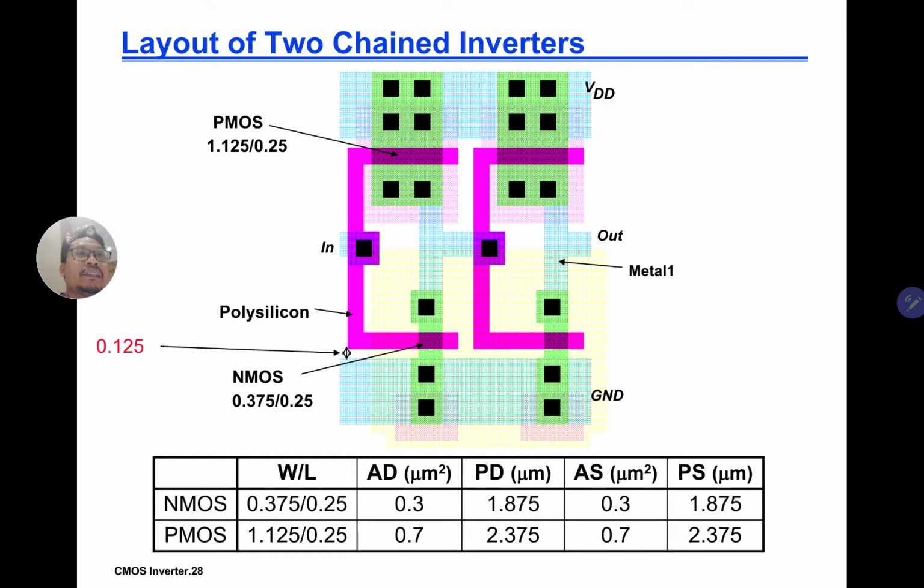Okay, so we have the physical layout of two chained inverters. So M1, M2 is here. So here is your M1, down here is your M2, and then M3, M4. So if you are not familiar with this, let's just go through it quickly. Okay, so let's go through the M3 and M4.